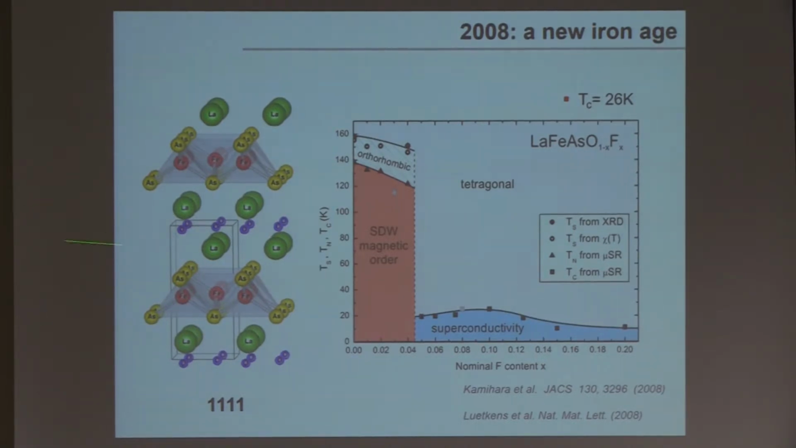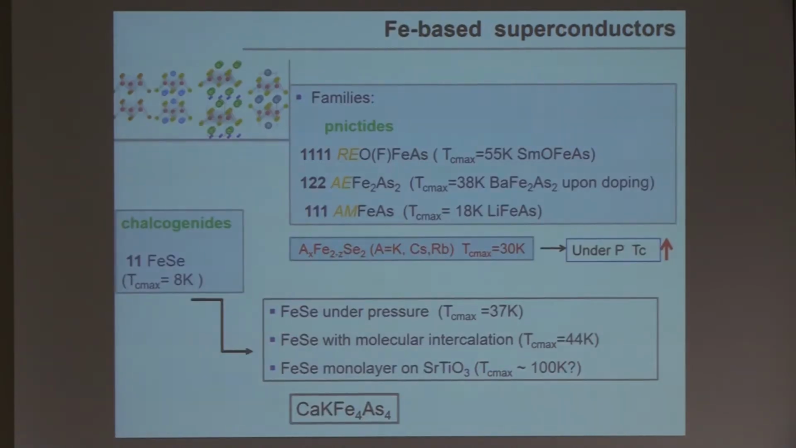And by applying pressure or doping the materials, one can go into a superconducting state with TCs. The first one that was, in fact, observed in the group of Hosono was a TC of 26K. So just after the discovery of this superconductor, there were many other materials and classes. We had this morning a very nice phase diagram where all these systems were placed. As you see, the TCs have been going high. 55K was already a couple of months after the first discovery of these materials, seen in samarium 1111 material.